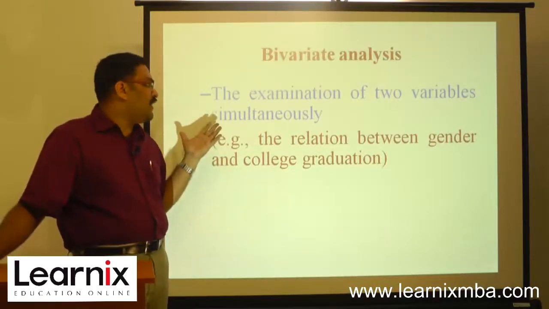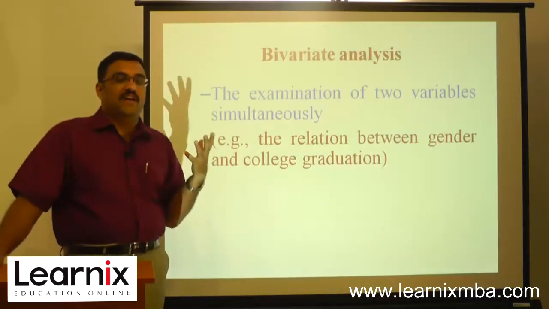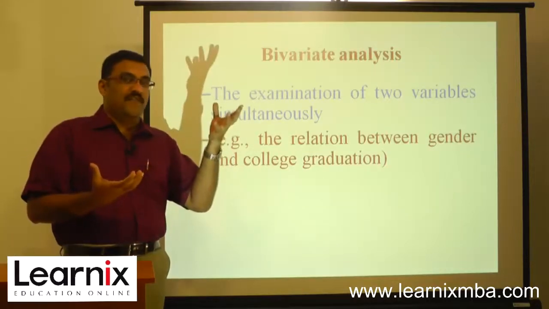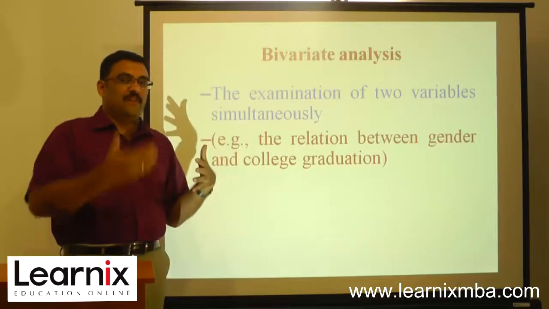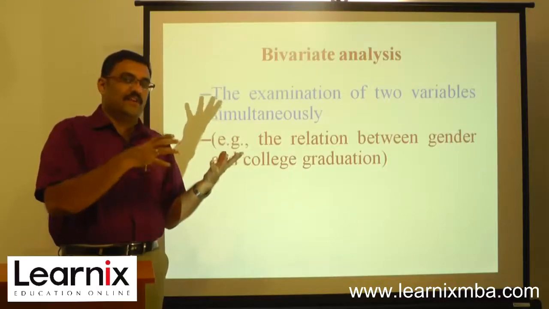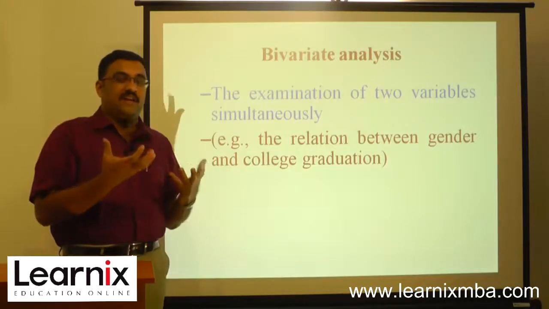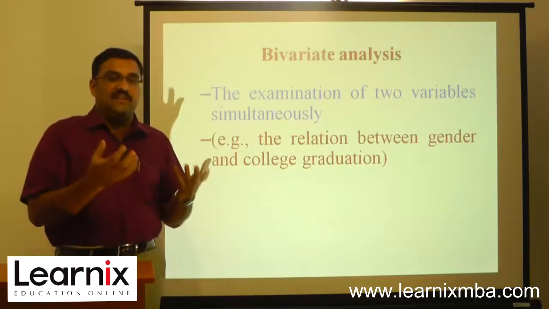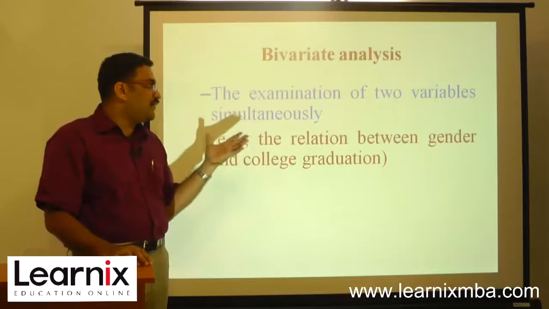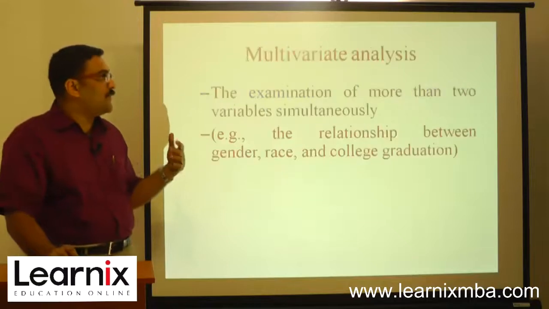Bivariate is the examination of two variables simultaneously. That means two variables at a time. For example, we may take a college and also gender. Different types of college, arts, science, commerce, and male and female as the gender. So arts college male to female, science college male to female, engineering college male to female. Two variables simultaneously, and we are assessing standing on both variables. It is an examination of the relation between gender, college, graduation, all these things. So, two variables at a time.